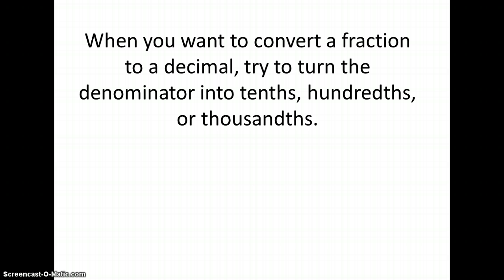Okay, when you want to convert a fraction to a decimal, try to turn the denominator into tenths, hundredths, or thousandths. Just like reading a decimal helps us turn a decimal into a fraction, if I can turn a fraction into an equivalent fraction with a denominator of 10, 100, 1,000, or 10,000, I can easily turn it back into a decimal. So let's look at an example. 2/5 does not have a denominator of 10, 100, or 1,000, so I have to make an equivalent fraction. 2/5 can be turned into 4/10 because 5 times 2 is 10 and 2 times 2 is 4. And I read 4/10 the same way as a fraction that I do as a decimal.